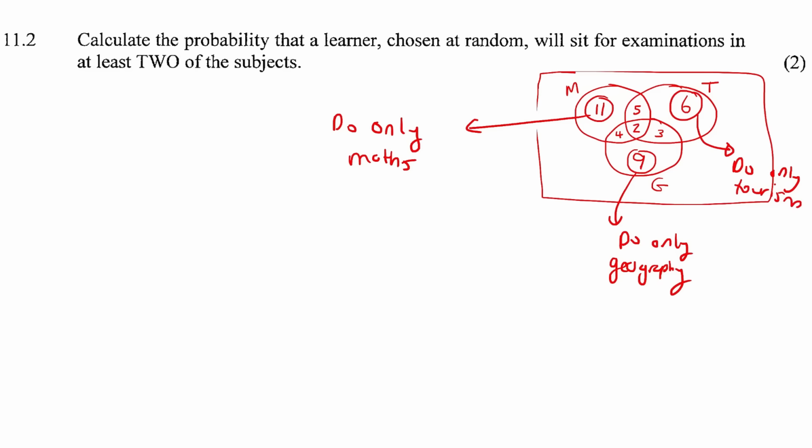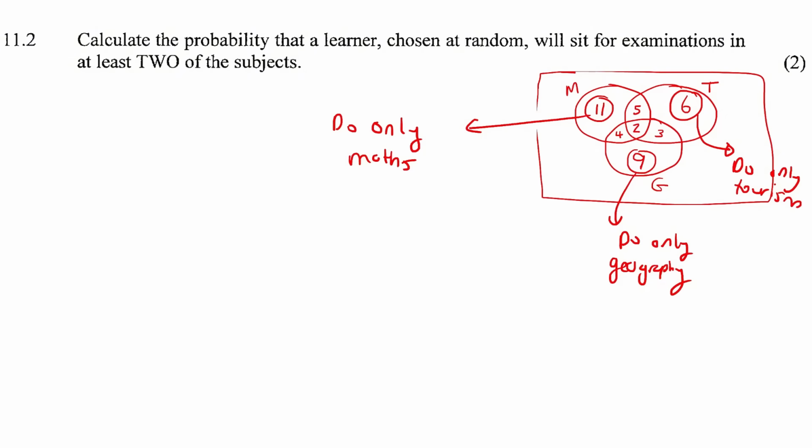So those students are not going to sit for more than one exam. These 11 learners are only going to sit for maths. These 9 learners are only going to do geography. And these 6 are only going to do tourism. All of the other learners are going to sit for at least 2 exams. For example, these people here, the 4, they are going to sit for a maths and a geography exam. These people here, they're going to sit for a tourism and a geography exam. These people here are going to sit for a maths and a tourism. And then these 2 people are going to sit for all 3. They're going to do a maths exam, geography exam, and a tourism.